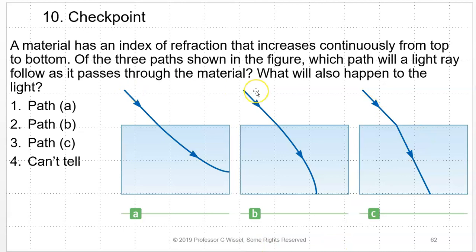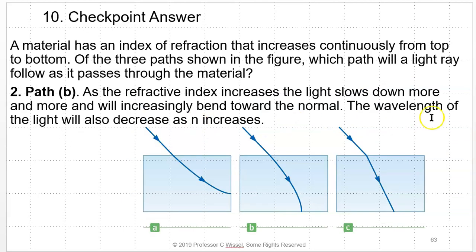So which one of these things? How can you eliminate some stuff? The first thing you want to do is eliminate this one. This one only occurs if the index of refraction is the same all the way through this material, because it just bends once here. One of these is the correct one. Now, as the index of refraction increases, the light will slow down, and in order to compensate for that, it's going to bend increasingly toward the normal. So this one right here is going to be the correct answer, path B. And that's just what happened. The wavelength of light will also decrease as n increases, by the way, in case you're curious. It'll slow down and bend increasingly toward the normal, and the wavelength will also decrease.